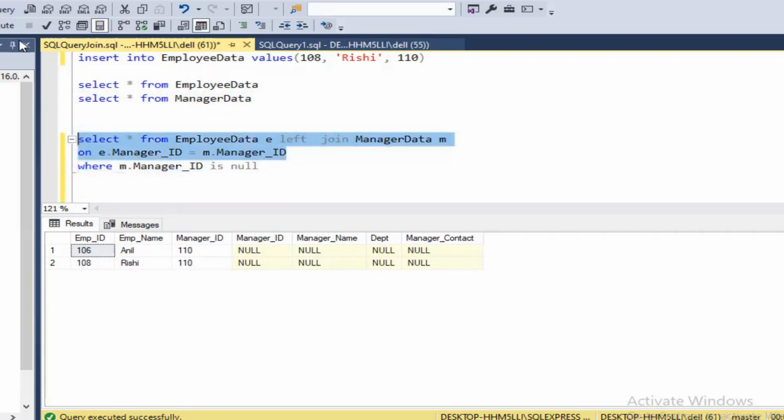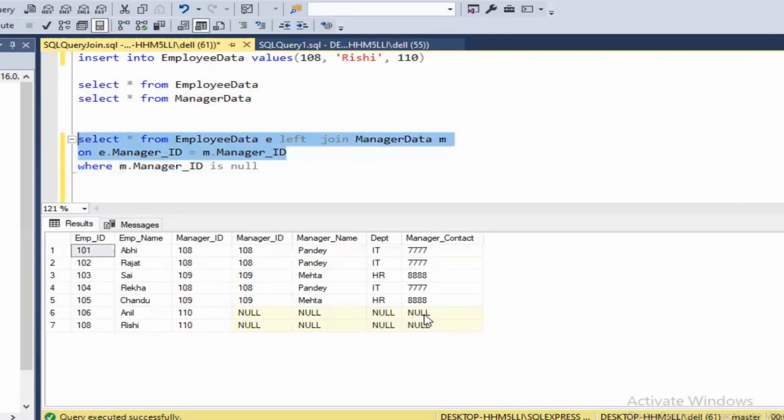Understood? See, I am running the left join again. Whenever you use left join, you just use the null condition on the right table. Always remember, when you are using left join, you are getting all the information from the left, and that's why you are having null on the right. That's why you are using the right side.